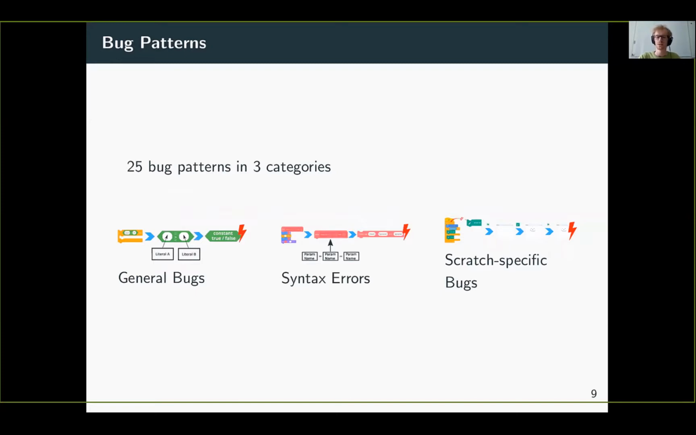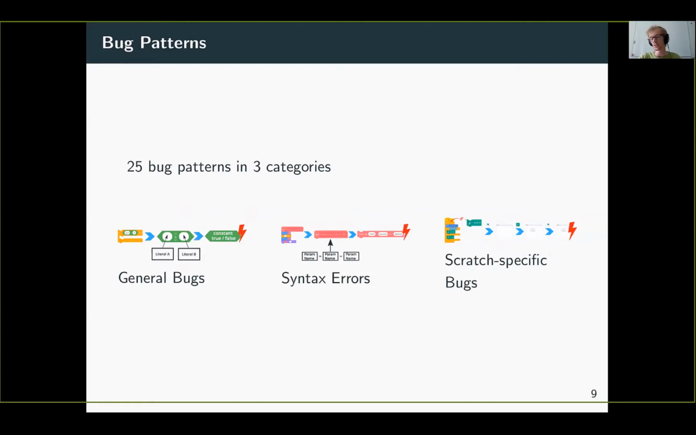And the second category with the parameter names or similar bug patterns are what we consider syntax errors. So in most programming languages, a compiler or an interpreter would actually catch this and prevent the programmer from making this mistake.